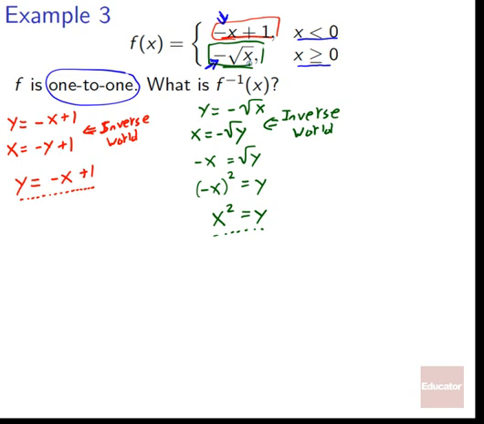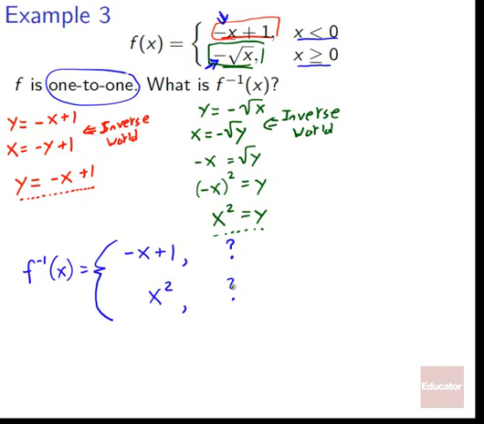Now, here's the part where we start thinking. We know that F inverse is going to break into a piecewise function using these two different things. Y equals negative x plus 1, so it'll be negative x plus 1 for the first rule, and then x squared for the second rule. But the question is, we don't know what the categories are. So how do we figure out what the categories are?